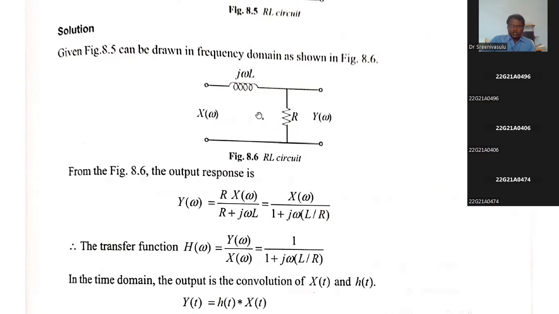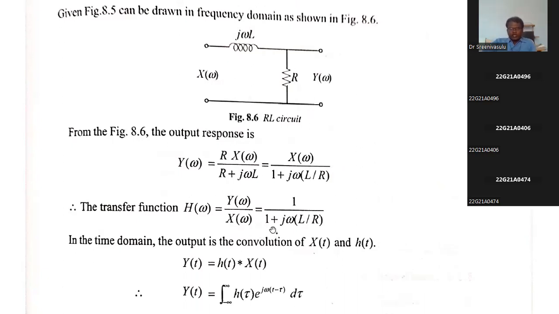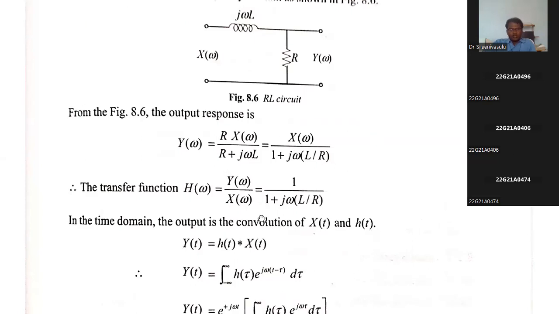What is y of omega? The current flowing through this particular resistor. So if you write all these things, y of omega is equal to R into x of omega divided by R plus j omega L. How do we get x of omega by R plus j omega L? It is nothing but the current: I of omega is equal to x of omega by R plus j omega L. Then R is a common factor: 1 plus j omega into L by R. So y of omega by x of omega is h of omega.